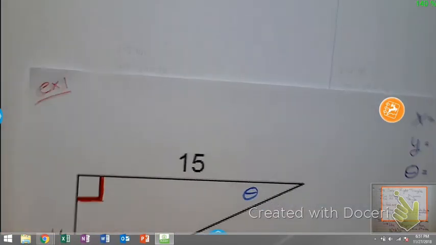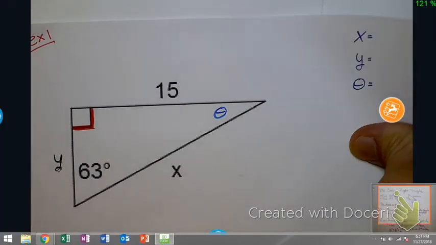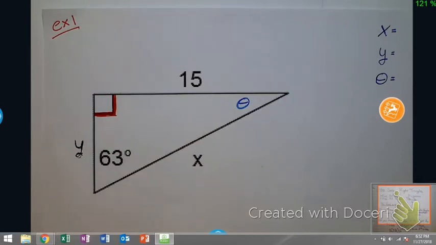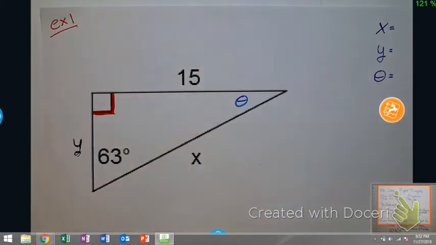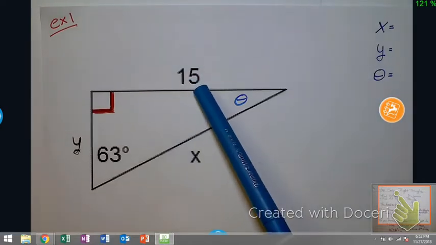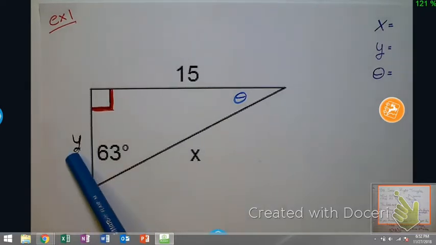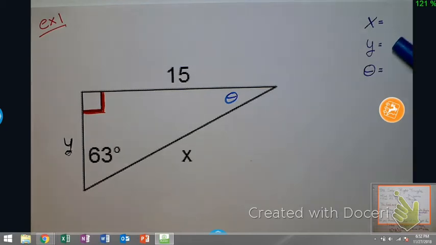This will be example 1 right here. If we examine example 1 to start with, we'll notice what we know and what we need to find out. In example 1, I notice that it's a right triangle, and we are given one angle, 63 degrees. We don't know the other angle, it's labeled theta. We also know one of the legs is 15. We don't know the missing side x. We don't know the missing side y. So to solve this right triangle, we are going to have to solve for x, y, and theta.